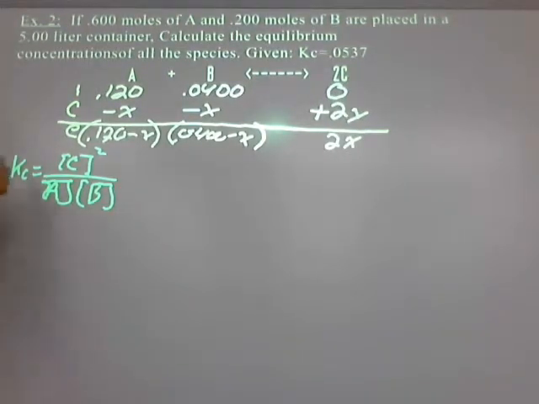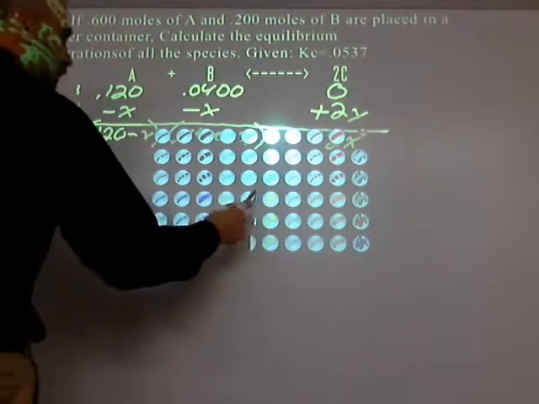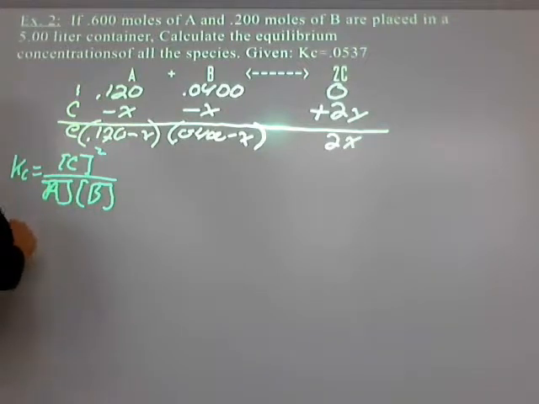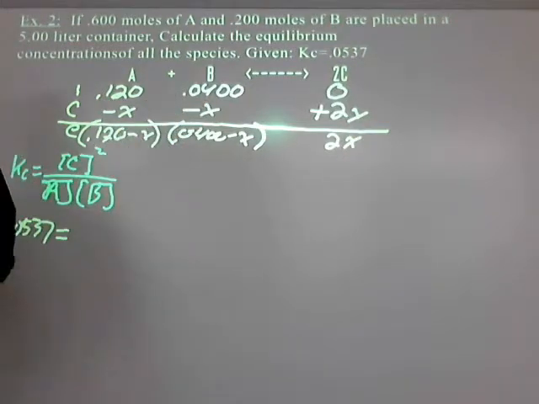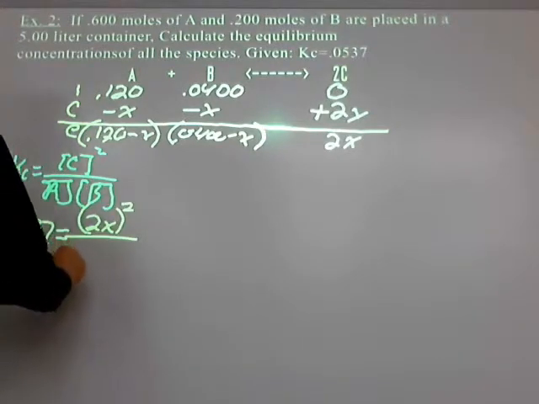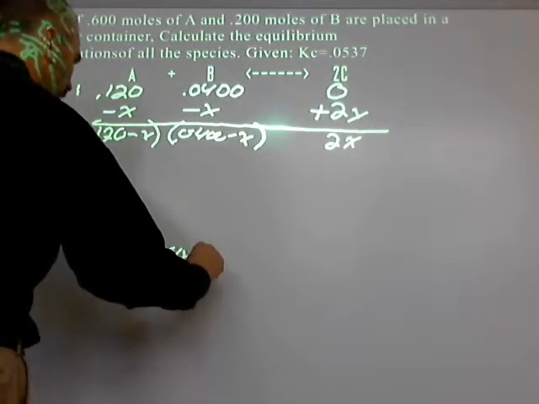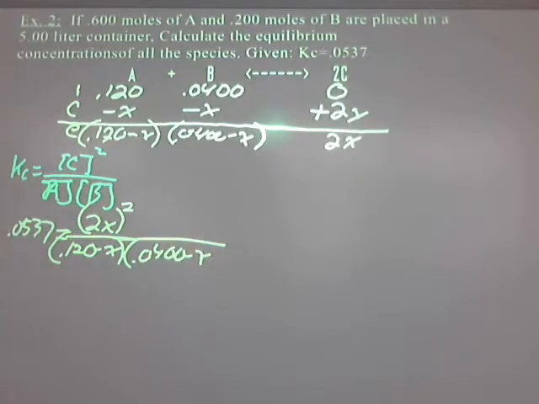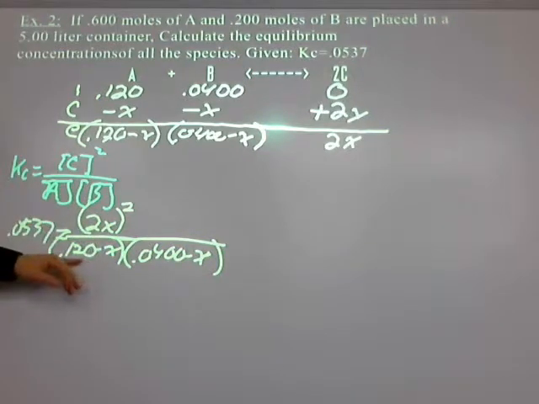Now I can plug my numbers in. Kc is told to me as 0.0537. I'm going to keep switching back and forth colors so it makes it a little bit easier to keep track of this. 0.0537 equals C, which is 2x, quantity squared, over 0.120 minus x times 0.0400 minus x. Got it? All right, so up till now, it's pretty much the same. Here's the problem. I can't just take the square root of both sides. Yes, the numerator is a perfect square. The denominator is not.